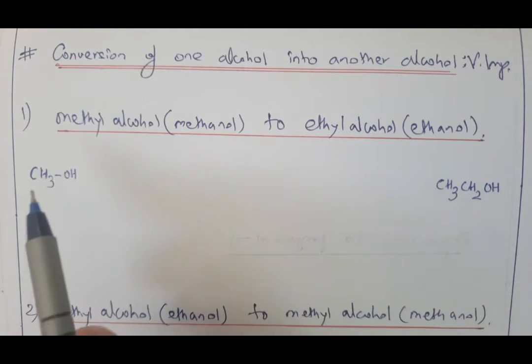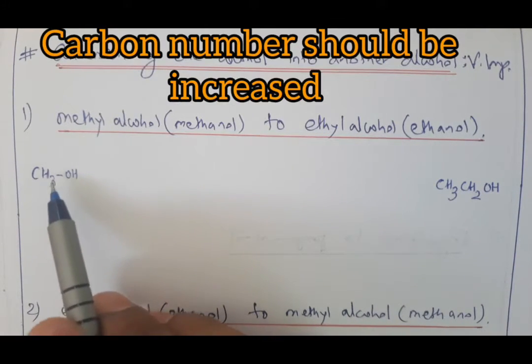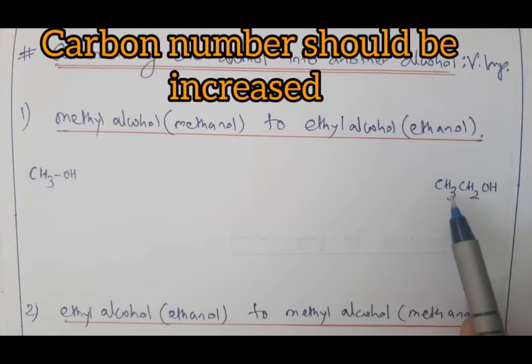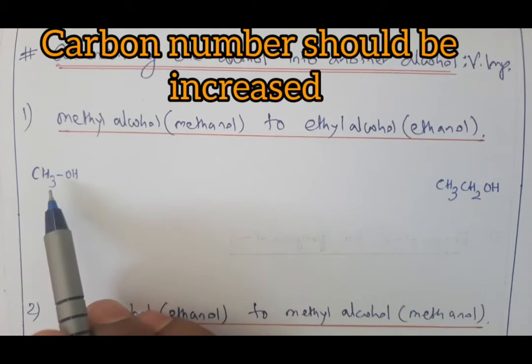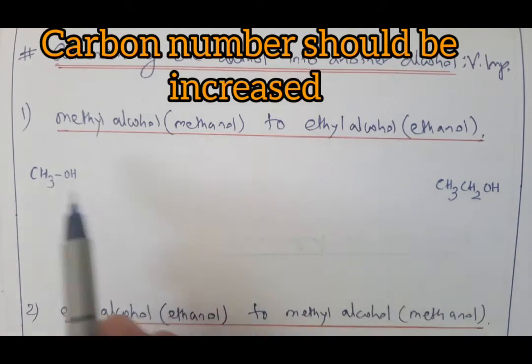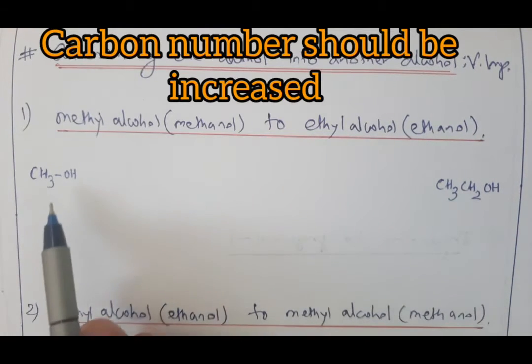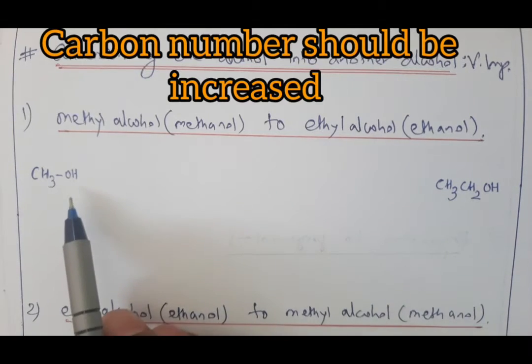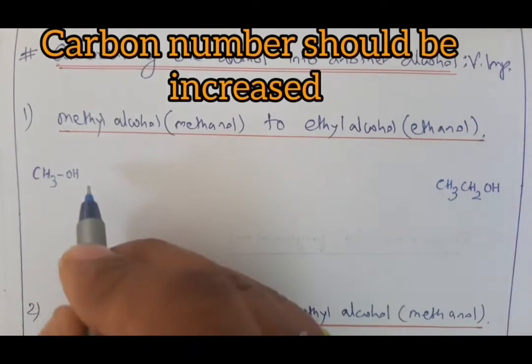Now if you observe properly, in methyl alcohol there is one carbon, whereas in ethyl alcohol there are two carbon. That means you came to know that you have to increase carbon from here to here, right? You have to increase one carbon number. That is your first task. Methyl has one carbon, ethyl has two carbon, you have to increase one carbon.